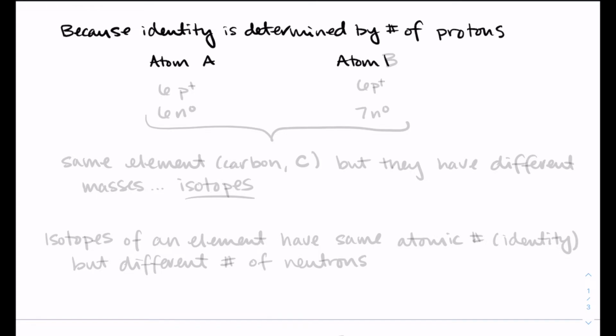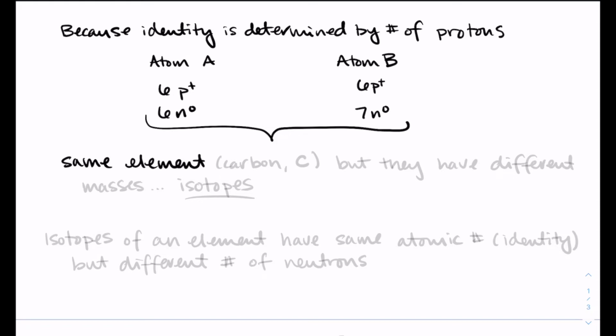Now, because the identity is determined by the number of protons, we could end up in this scenario. So let's say that we have atom A and atom B. Atom A has 6 protons and 6 neutrons. Atom B has 6 protons and 7 neutrons. These two atoms are the same element because they have the same number of protons. And it turns out that 6 protons means that the element you have is carbon.